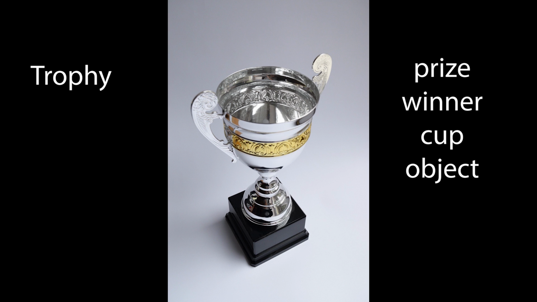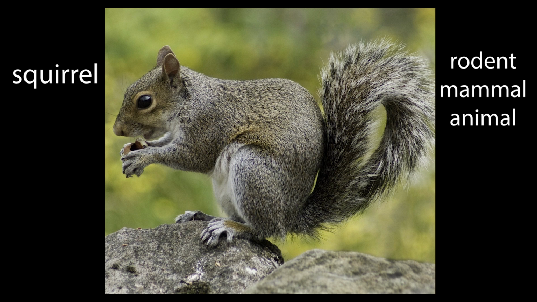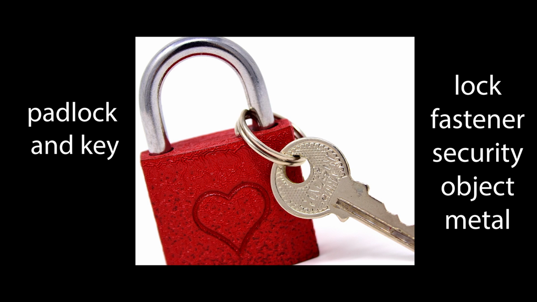Okay, let's see how you did. Trophy is the best word to describe this object. You could also use prize, winner, cup, or if you can think of nothing else, you can just say object. This is a squirrel, so squirrel is the best answer. You could also say rodent, mammal, or if you're at a loss for words, say animal.